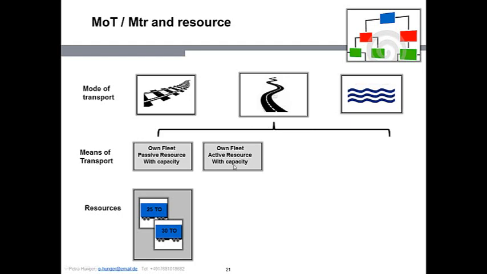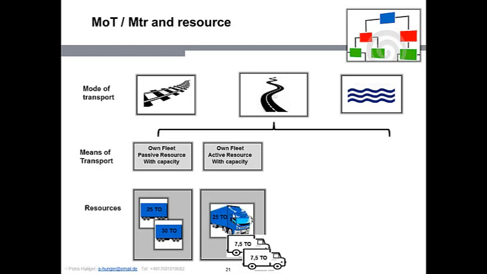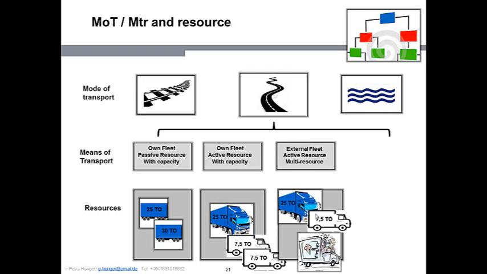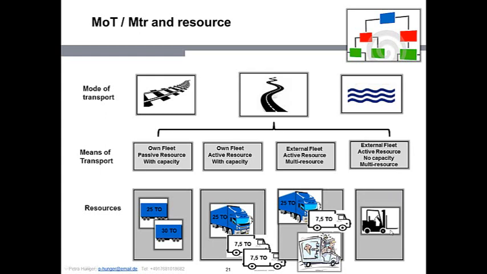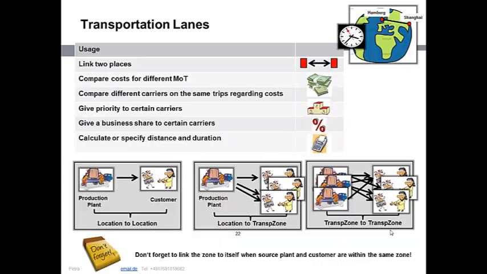Second one is own fleet, active resource with capacity. So now this thing can drive. And you can have different kinds of resources of that type. Then you have external fleet, active resource, multi-resource. So now we have one truck representing maybe 10 trucks. And then you have external fleet, active resource, no capacity, and multi-resource. Now this is a forklift, and you can say at that point I have 10 forklifts available.